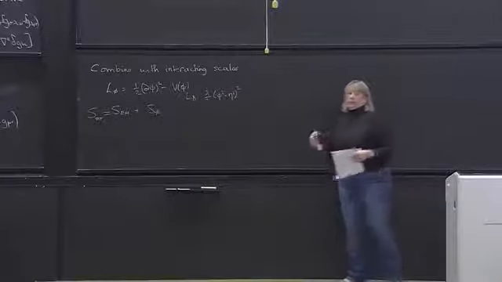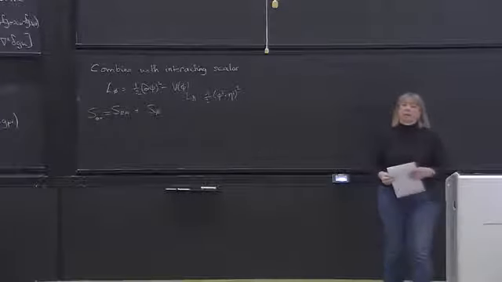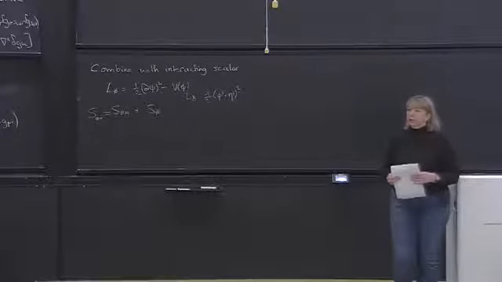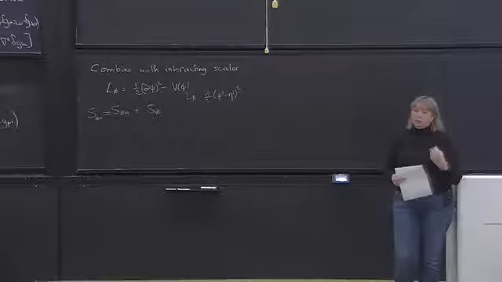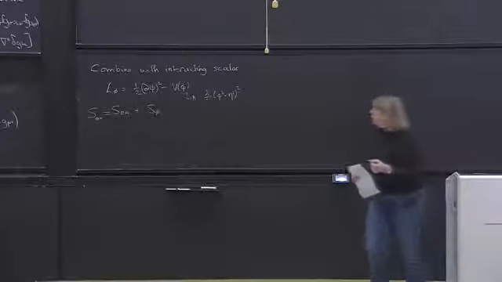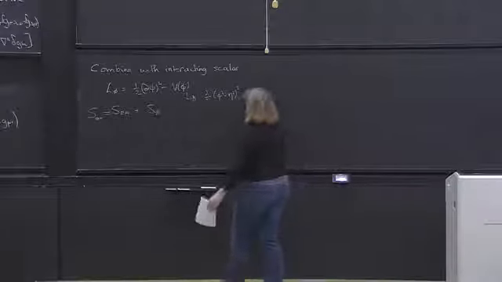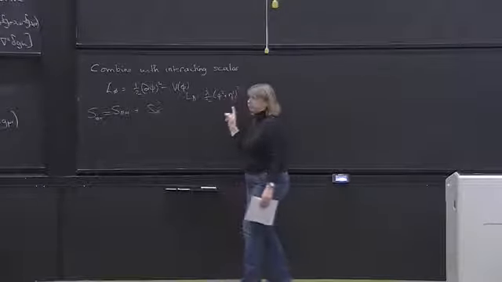It's going to be, as I said, I want an interacting scalar. So I'm going to take a scalar with a lambda phi to the fourth coupling. I'm also going to give it a mass, actually a negative mass in this case. And I'm going to put it together in this potential.